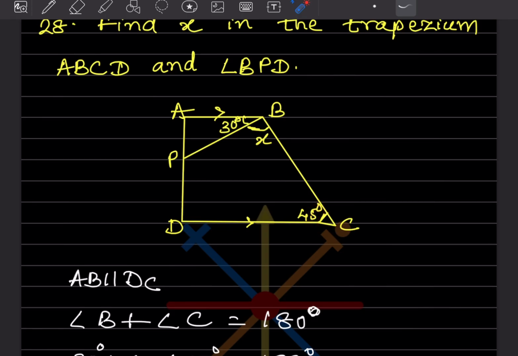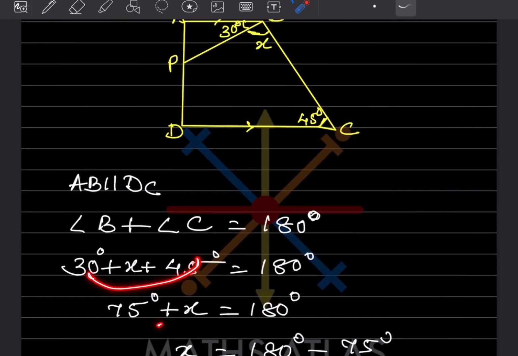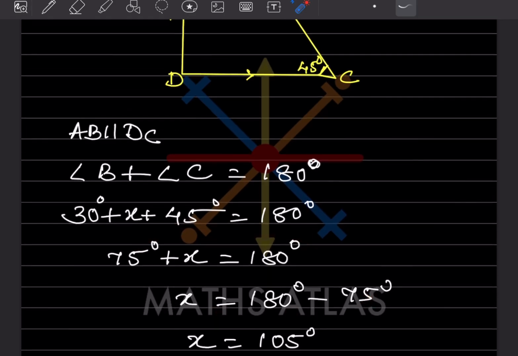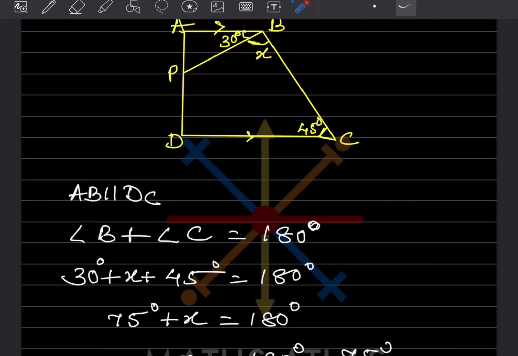So here what we can see, in angle B we can see 30 plus x, and angle C is 45, that is 180. So from this one, this is 75 plus x is 180. So x is going to be 180 minus this 75. So x is going to be 105.